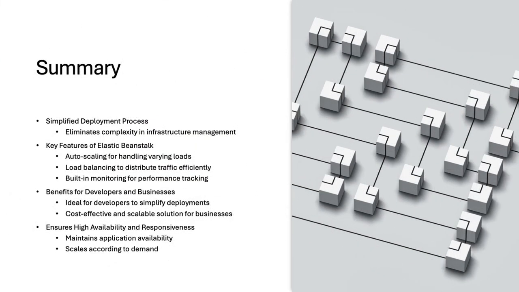In summary, deploying a web app on AWS using Elastic Beanstalk simplifies infrastructure management. Key features include auto-scaling, load balancing, and built-in monitoring. It's ideal for developers and businesses, ensuring high availability and scalability.